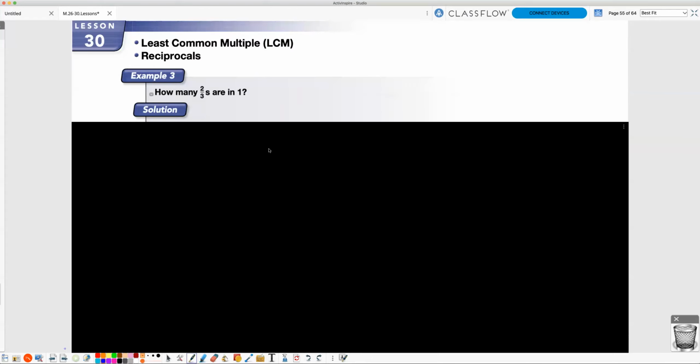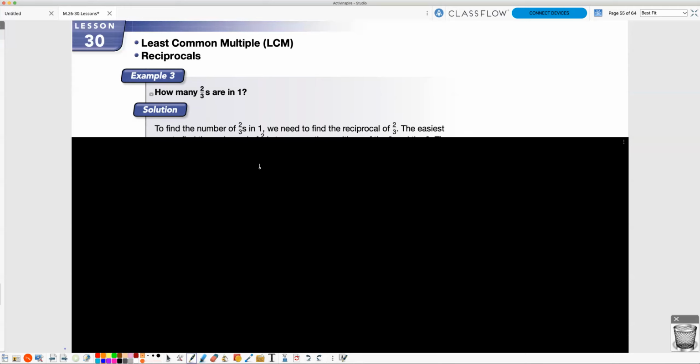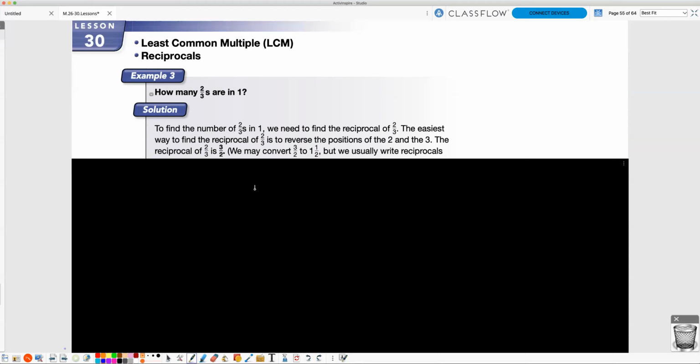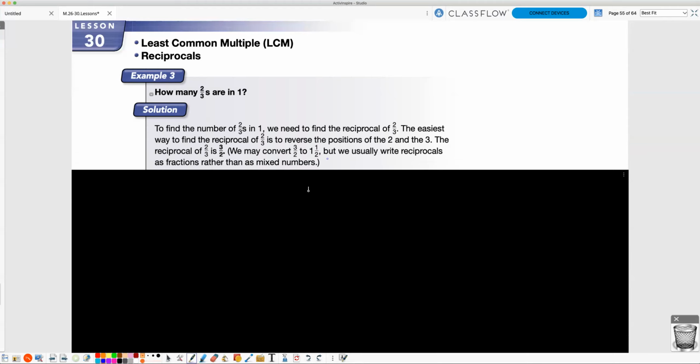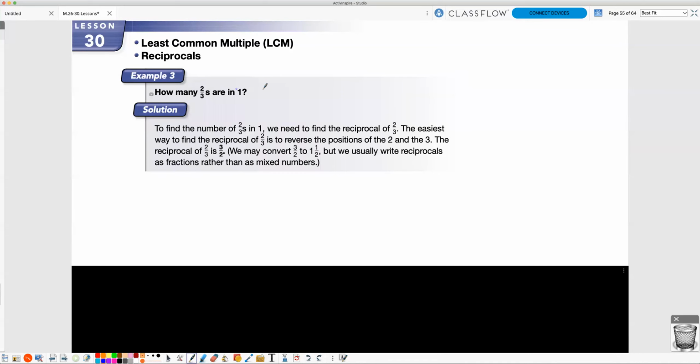So how many 2/3 are in 1? To find the number of 2/3 in 1, you just need to find the reciprocal of 2/3. The easiest way to find the reciprocal is just to reverse the positions of the 2 and the 3. The reciprocal of 2/3 is 3/2. We could convert 3/2 to 1.5, but we usually write reciprocals as fractions rather than mixed numbers. So how many 2/3 are in 1? The answer would be 3/2.